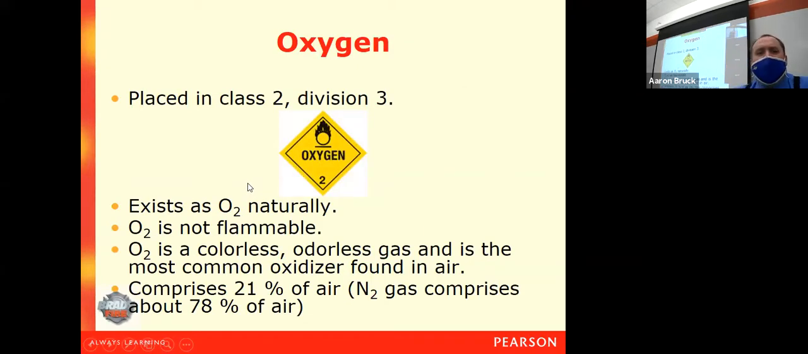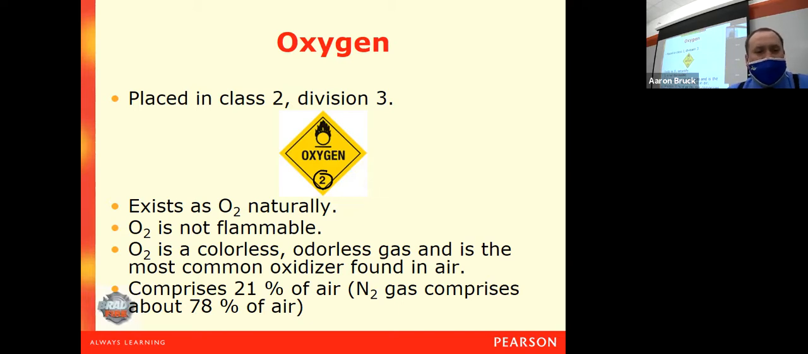All right, let's talk about another common oxidizer, oxygen. Now, oxygen is not in class 5. It is actually in class 2 because it is a gas. But other than that little difference in number, oxygen has all the earmarks of an oxidizer. It's got a yellow placard. It's got the flaming O pictogram. It just happens to be a gas, and so we have to classify it as a gas instead of as an oxidizer.